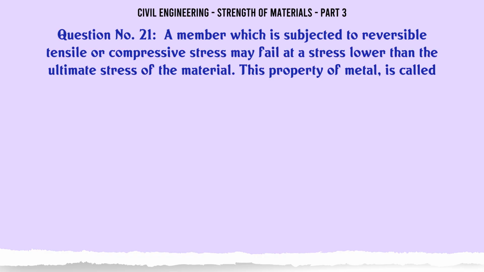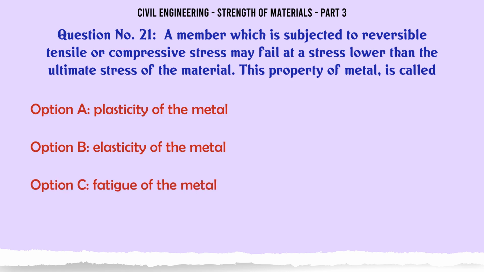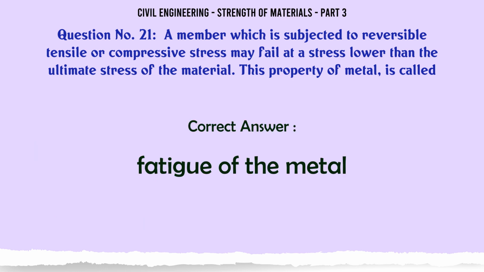A member which is subjected to reversible tensile or compressive stress may fail at a stress lower than the ultimate stress of the material. This property of metal is called: A. plasticity of the metal, B. elasticity of the metal, C. fatigue of the metal, D. workability of the metal. The correct answer is fatigue of the metal.